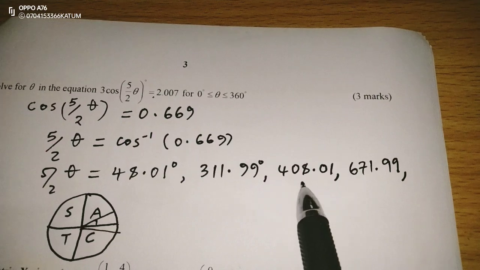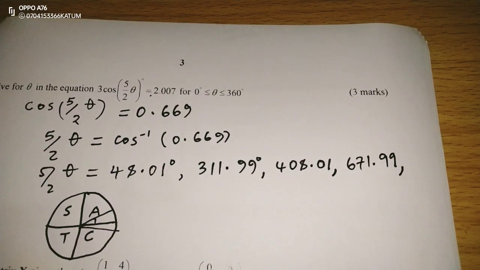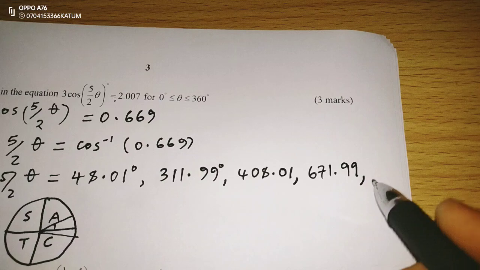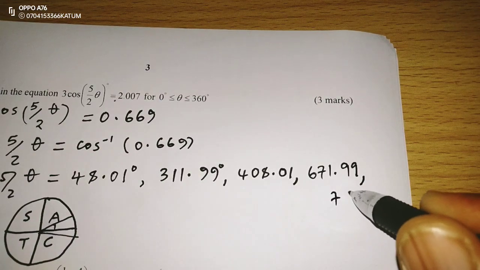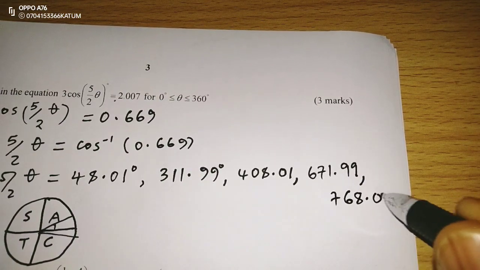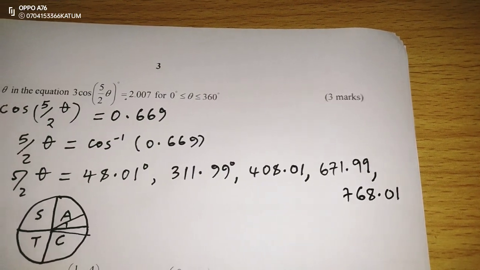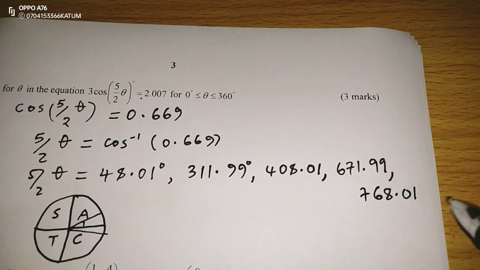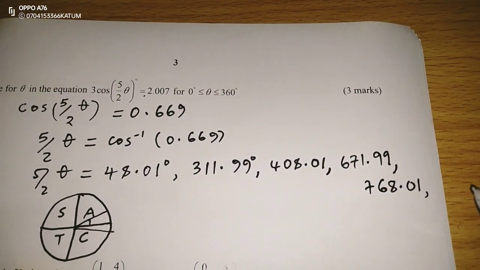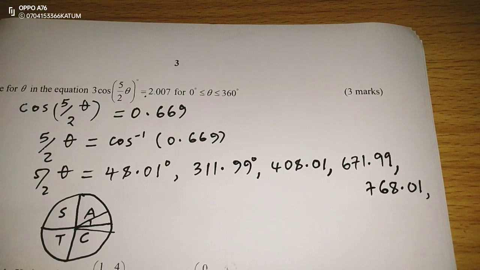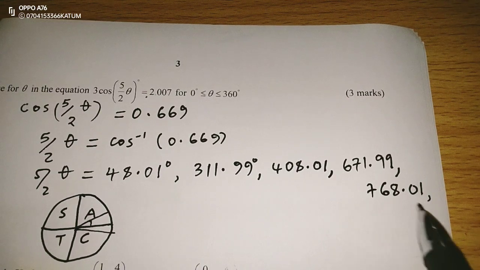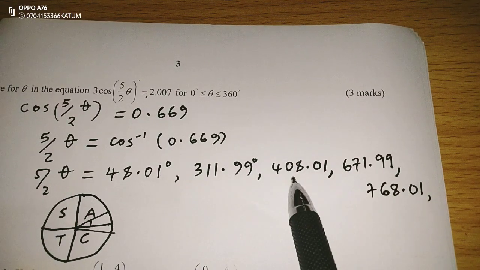In case we make again another cycle, 408.01 becomes 768.01. We can also try the last angle. Remember, in case we go beyond the range, we can omit the extra angles. So that is after adding 360 to this angle.